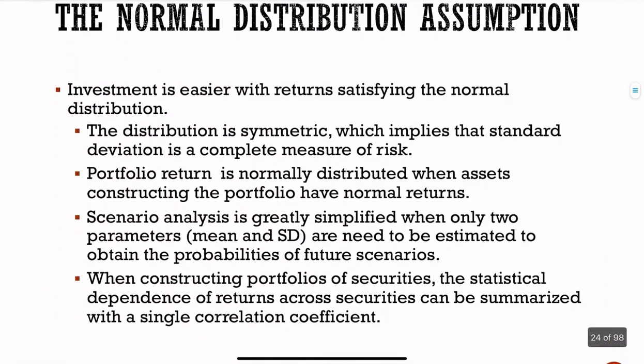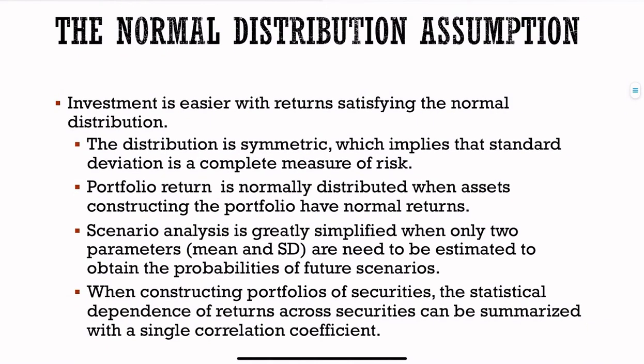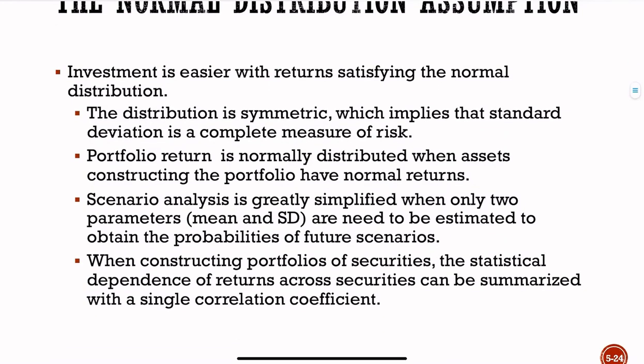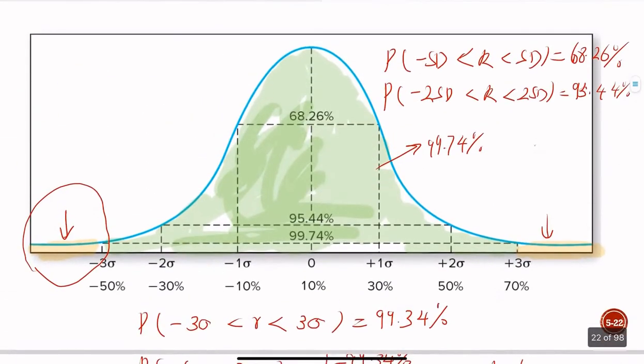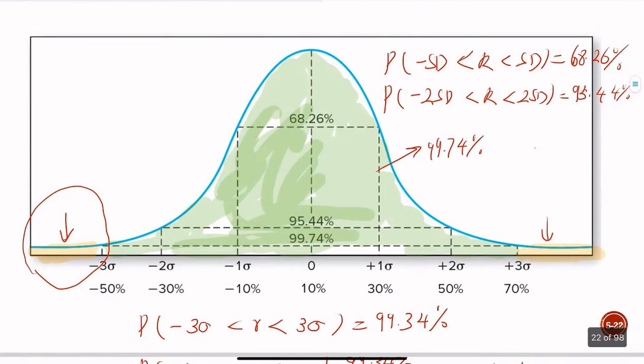Okay, now, why do we want to assume returns have a normal distribution? Well, the reason is because it's easy. Normal distribution makes our life so much easier. The textbook gives you 4 valid reasons, and I think those are good reasons. So the first is normal distribution is symmetric. Why is it symmetric? Well, look at this nice picture. It is symmetric, right?